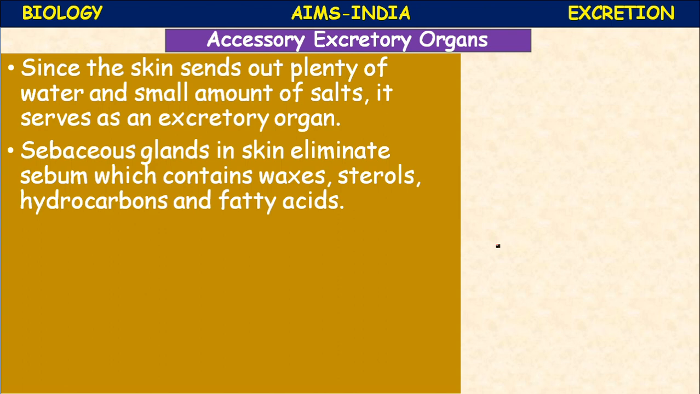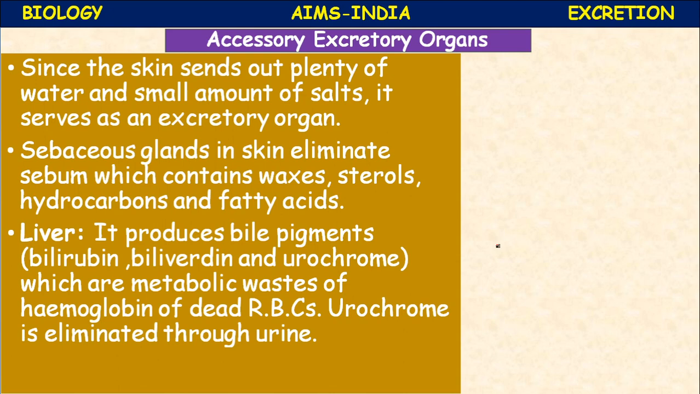The skin also contains sebaceous glands, which eliminate sebum, which contains waxes, sterols, hydrocarbons and fatty acids. Okay, the next and very important, so you can collect the information on sebum and prepare a news bulletin, display it on a bulletin board in your school.